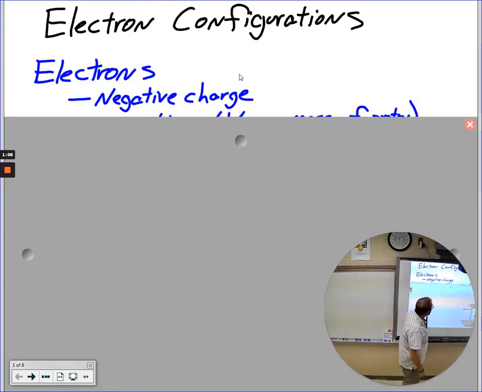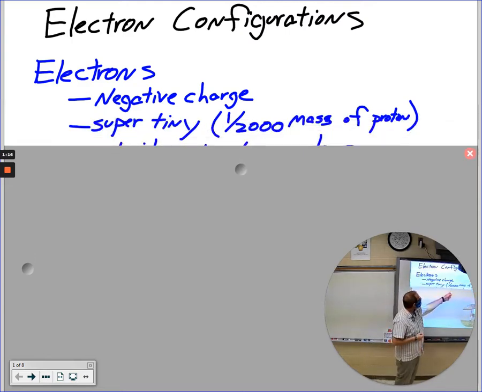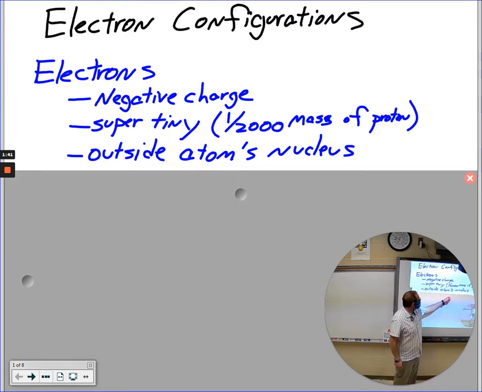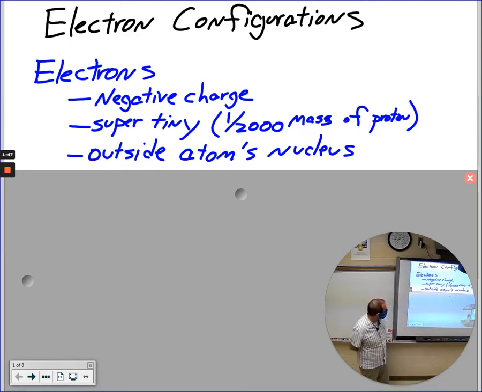We know that electrons have a negative charge. We also know that they're super tiny. The reason why we don't bother looking at the mass of electrons when we're taking the mass of an atom is because it would take about 2,000 electrons to get the mass of just one proton or one neutron. And there's no atoms that have 2,000 electrons. So it's negligible. It's almost not there. We know, based on experiments that have been done on atoms, that electrons reside outside of an atom's nucleus.